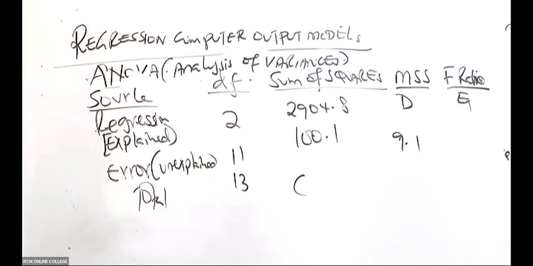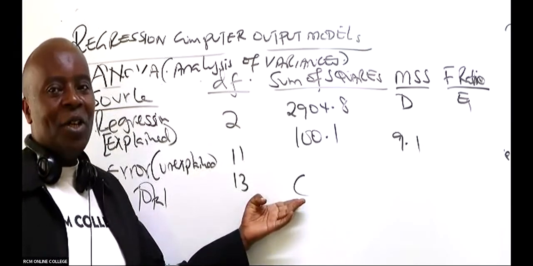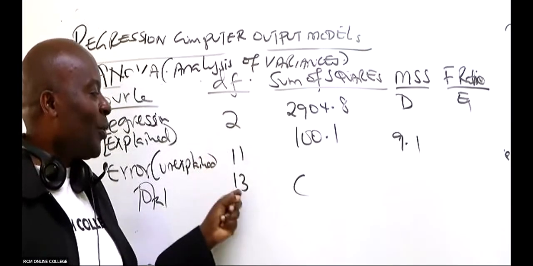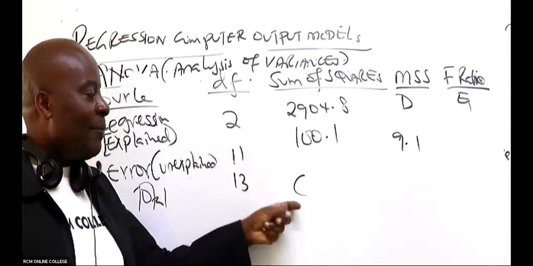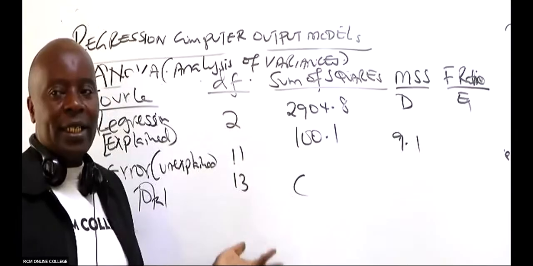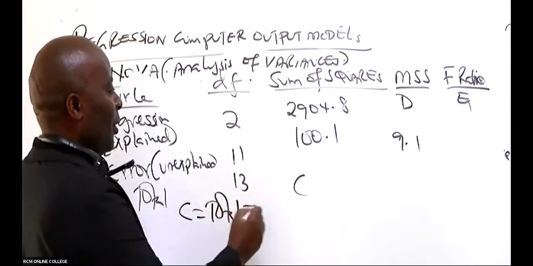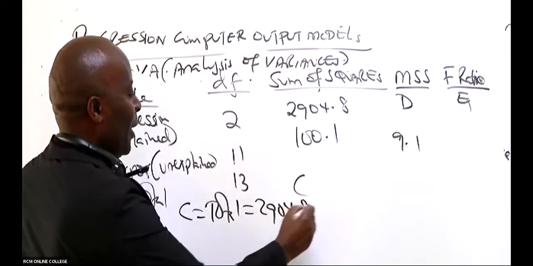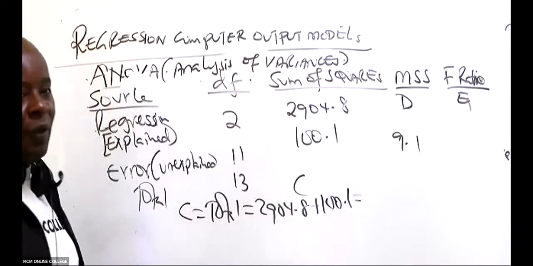All right. So they want me to give them the total sum of squares. Even a good student can see what they did here to get this 13. To get 13, they took this plus this. The same. C is the total. So I will take 2904.8 plus 100.1, which will end up giving me what figure?